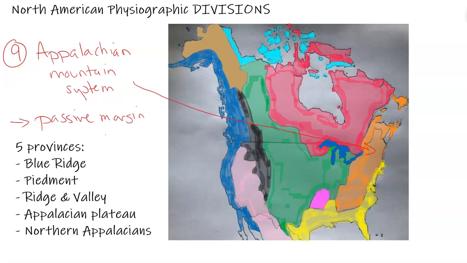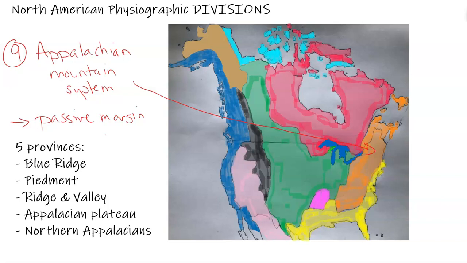Georgia down to Tennessee and North Carolina, all the way up into New England, up into Newfoundland, Canada, Quebec, up into that part of the world. So it's a very large area, again, going from north to south, really. And the 5 provinces are the Blue Ridge, the Piedmont, Ridge and Valley, Appalachian Plateau, and the Northern Appalachians. Again, each one has a certain set of different landforms and origins.